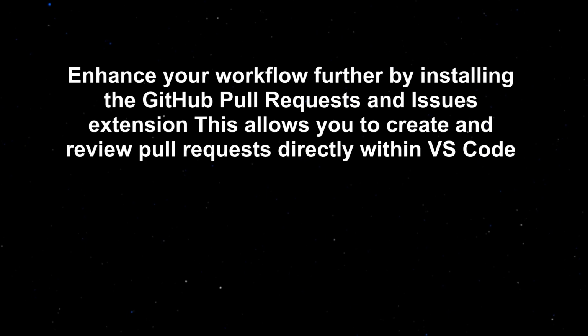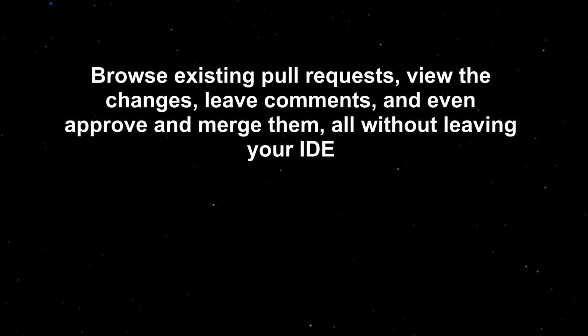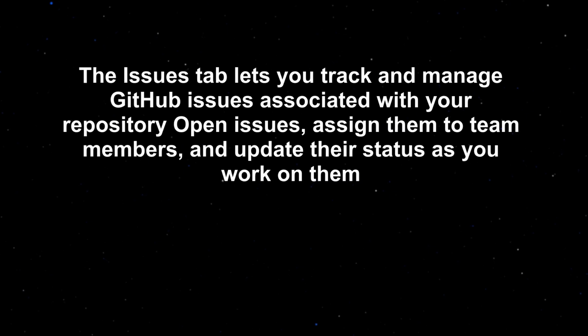This allows you to create and review pull requests directly within VS Code. Browse existing pull requests, view the changes, leave comments, and even approve and merge them, all without leaving your editor. The Issues tab lets you track and manage GitHub issues associated with your repository. Open issues, assign them to team members, and update their status as you work on them.